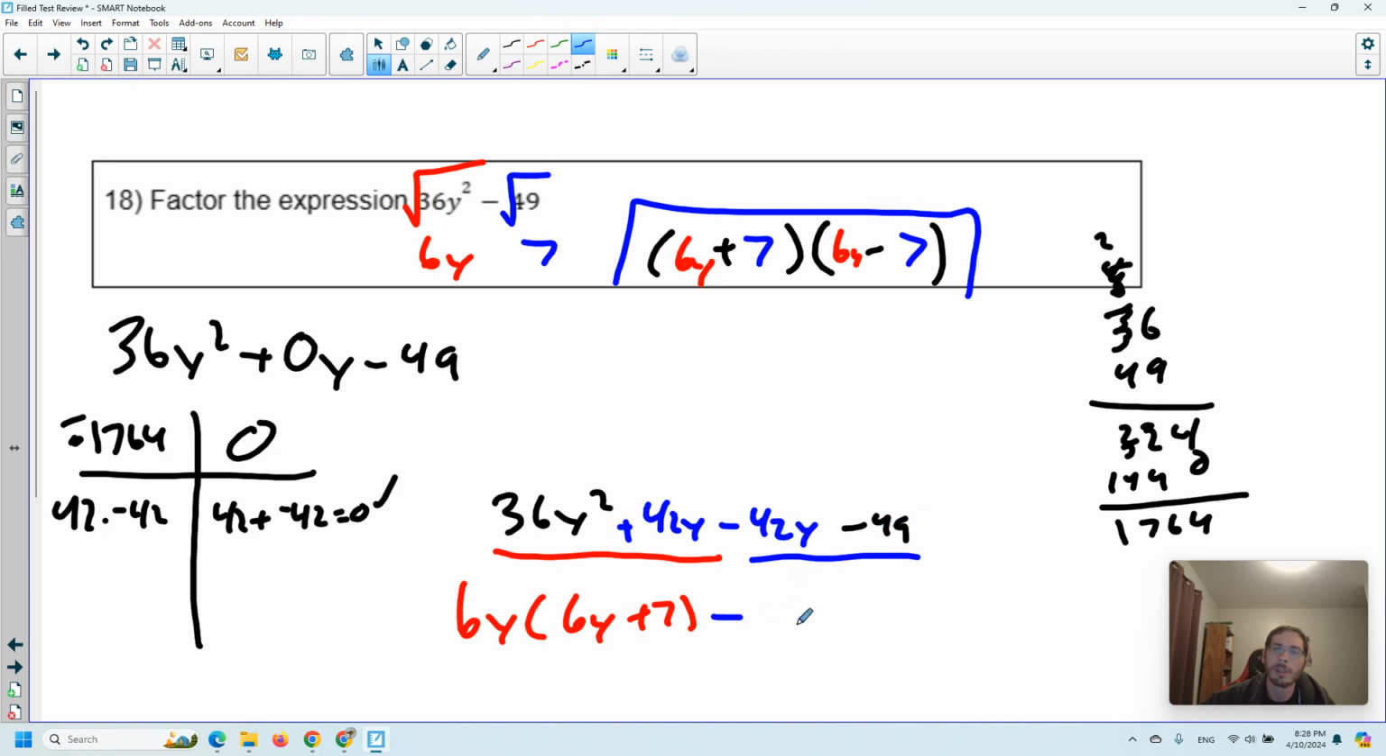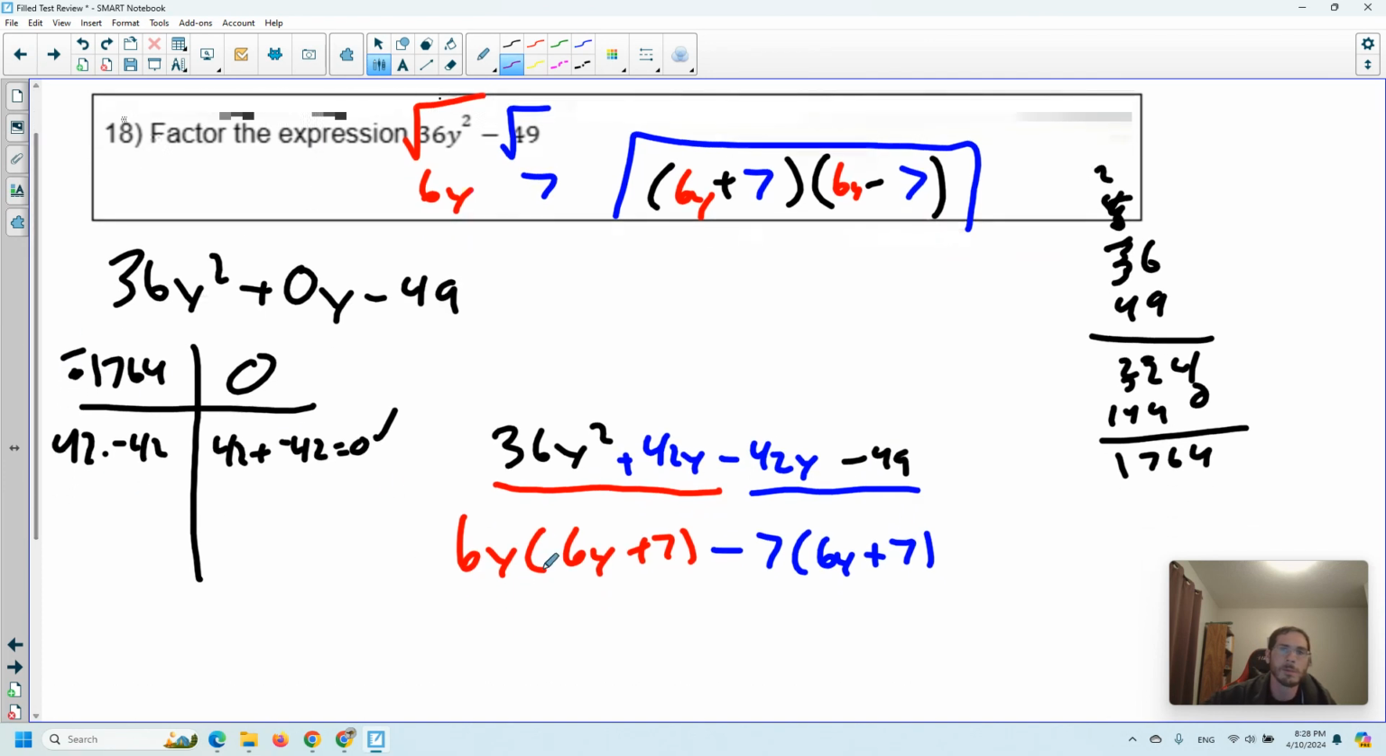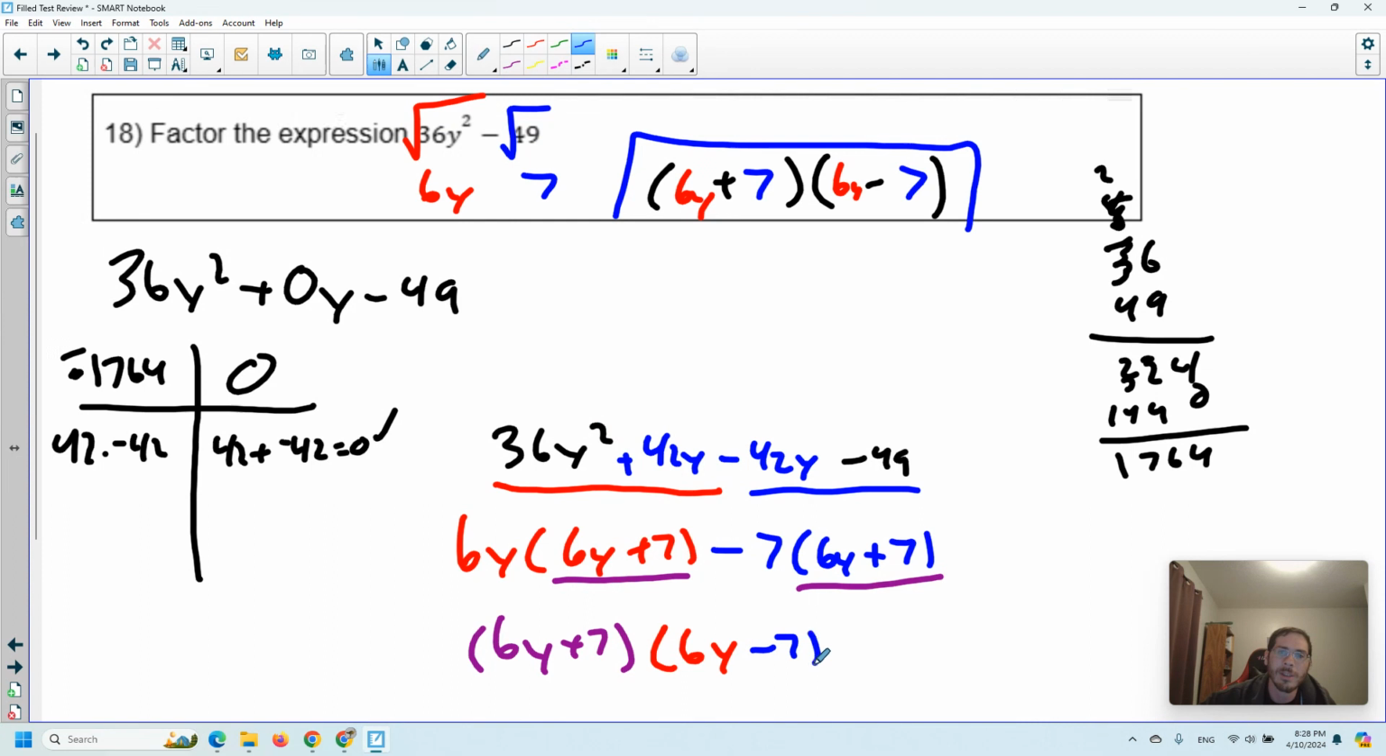42 and 49, we can divide those both by 7. That's going to be 6y minus, plus now. So negative 49 divided by negative 7 is regular 7. Looking good because these are both the same. This is what we want. New GCF, 6y plus 7 is the same, so we put that out front. And then the pieces that are left over, 6y minus 7.